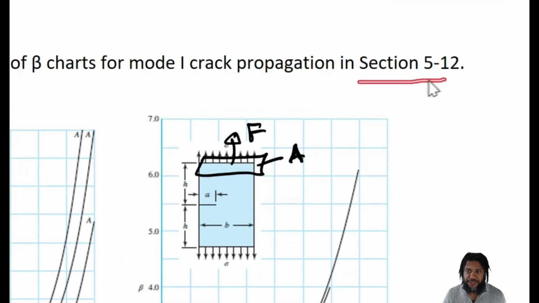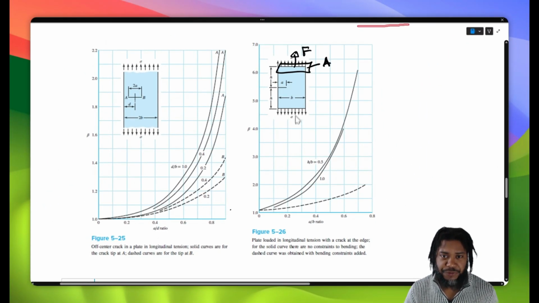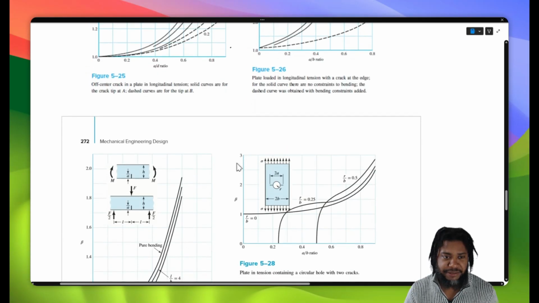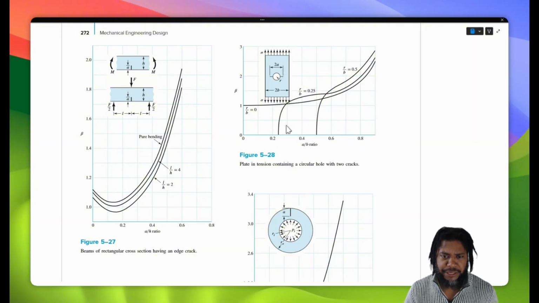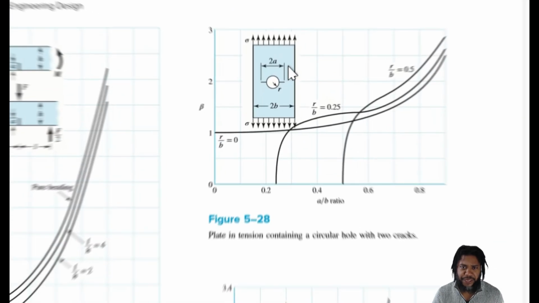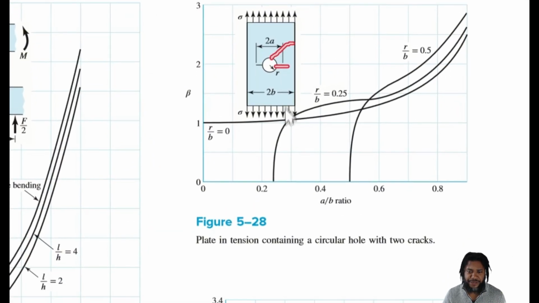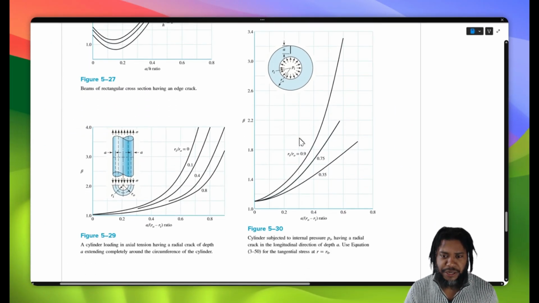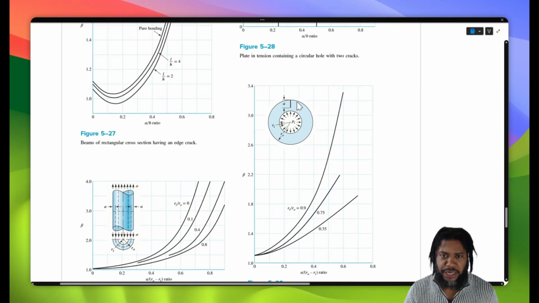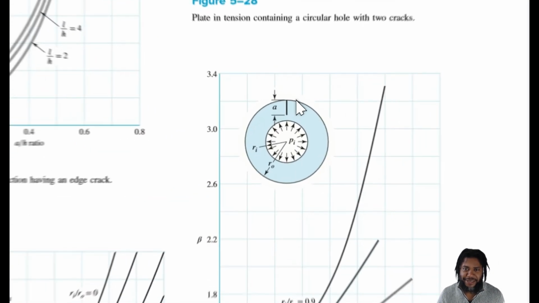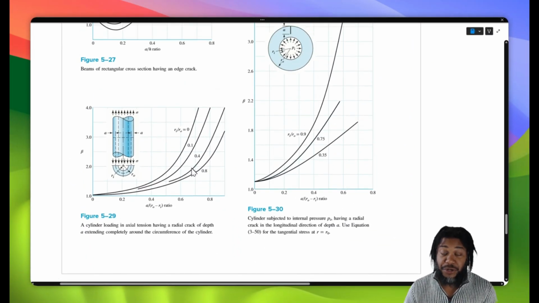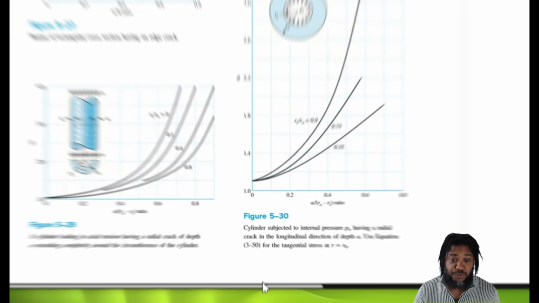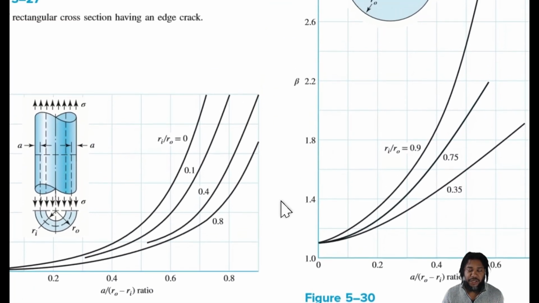Now, in that section 5.12, there are several different geometries and conditions related to bending, tension in a plate with both a stress concentrator and crack growth, and cracking in a pressure vessel that's internally pressurized. There are a number of different scenarios for us to look at.